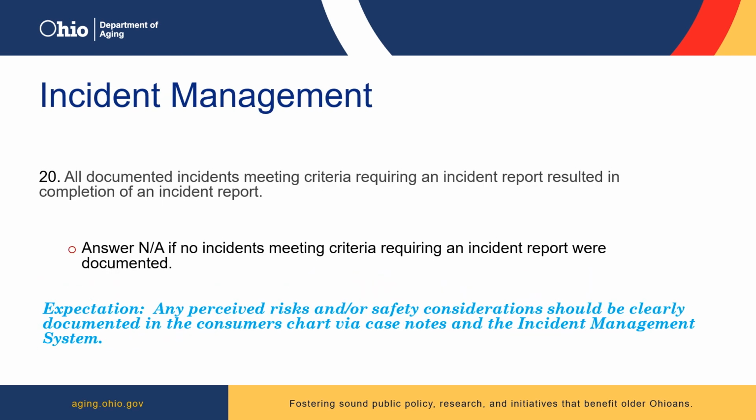For this review element, the focus is on making sure that if an incident happens, it is reported in the incident management system. This will require the reviewer to access a system outside of the case management system to review that the incident indicated in the case record was reported appropriately. If no incidents meet the definitions outlined in Ohio Administrative Code 5160-44-05, this review item would be rated as not applicable.